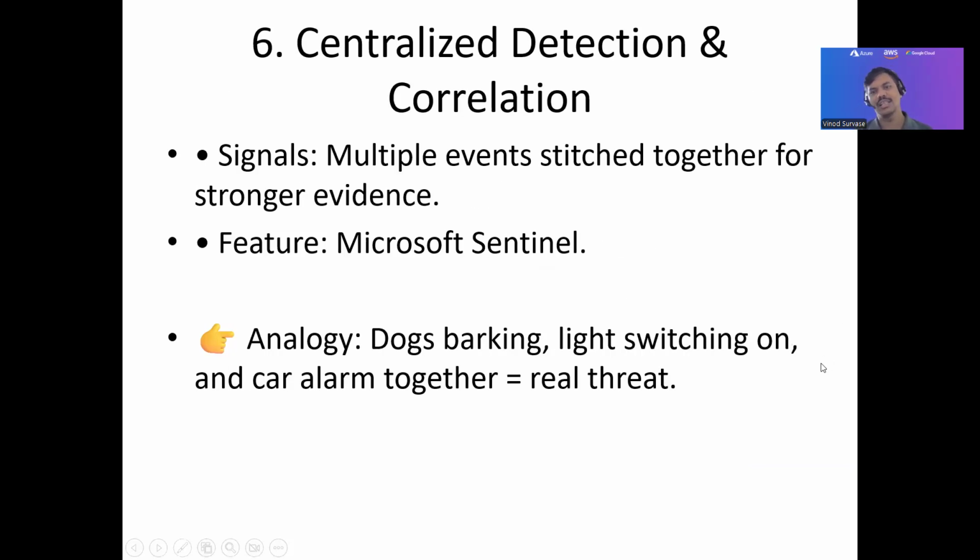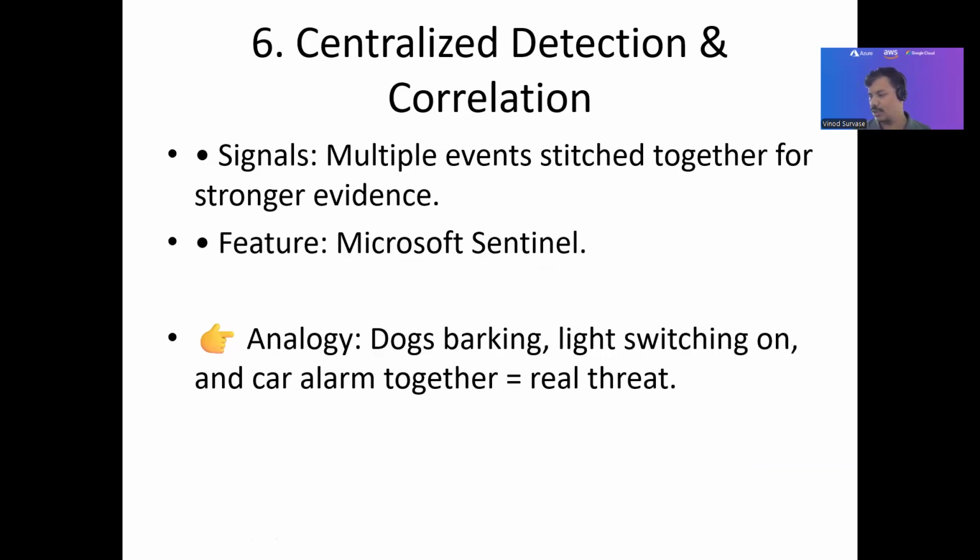The next is centralized detection and correlation. To understand this, it is multiple events stitched together for stronger evidence by using Microsoft Sentinel, or Azure Sentinel. That has been one of the great tools or solutions from Microsoft, and it also helps us do the orchestration, which includes SIEM and SOAR capabilities of the Sentinel solution, right? And then upon analyzing all that, we can enhance our control mechanism, right?